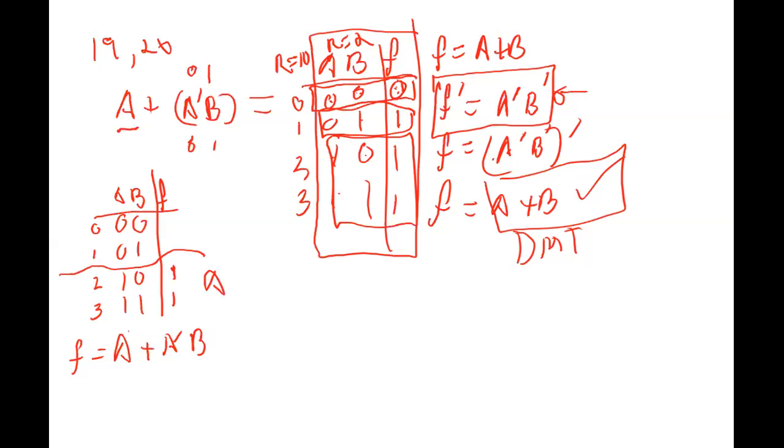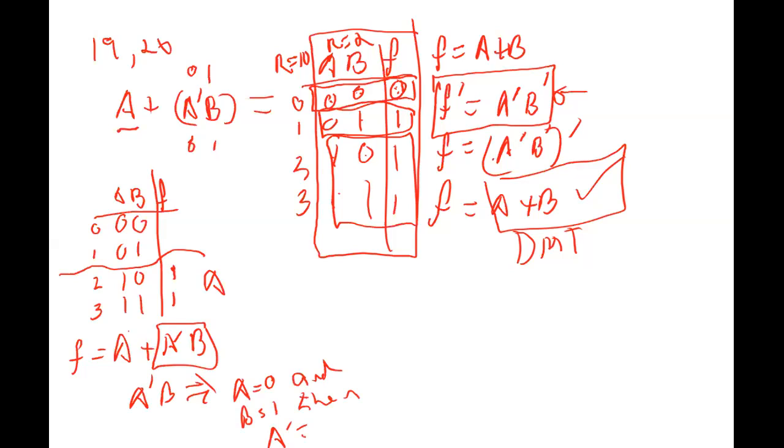Now the question is, what corresponds to A prime B? Well, if A is equal to 0 and B is equal to 1, then A prime must be equal to 1 and A prime B must be equal to 1. So F is true when A is 0 and B is 1. And that's what leads me to put a 1 in row 1.